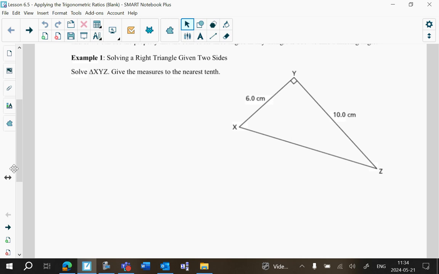When you are asked to solve a triangle, you are asked to find all missing sides and all missing angles. Yes, you can use trig, but don't forget about the other things too. And there's going to be more than one way to do it. There's a couple of ways I could find the missing side here. There's really only one way to find one of the missing angles, but then there's a couple of ways to find the other one. So there are different methods.